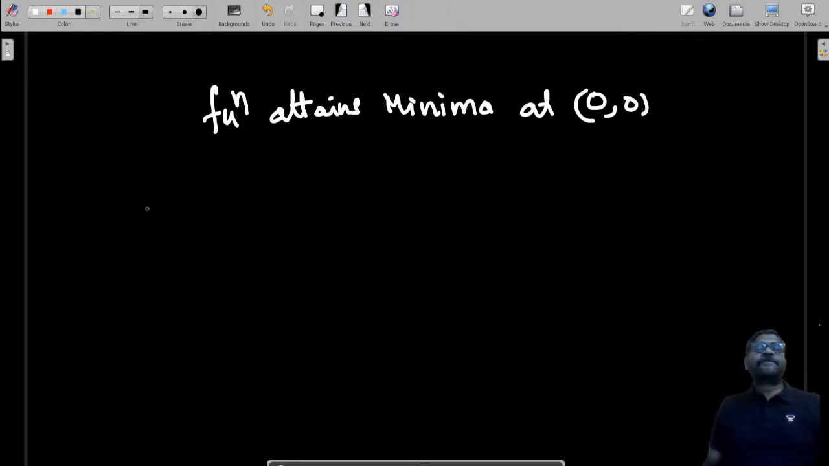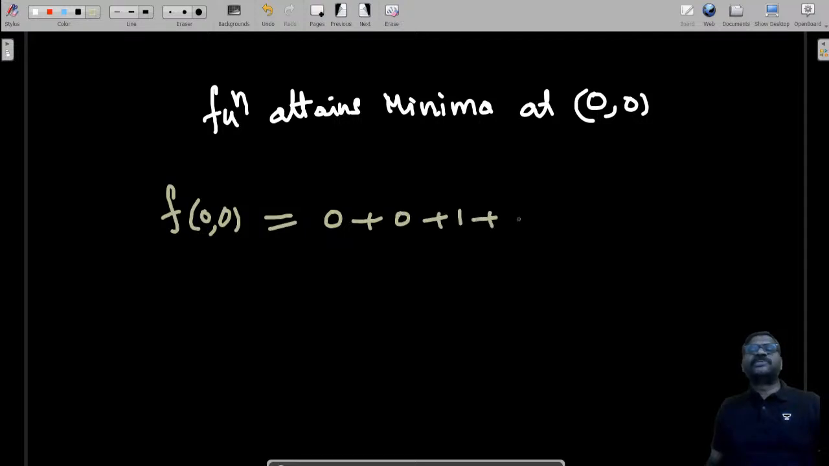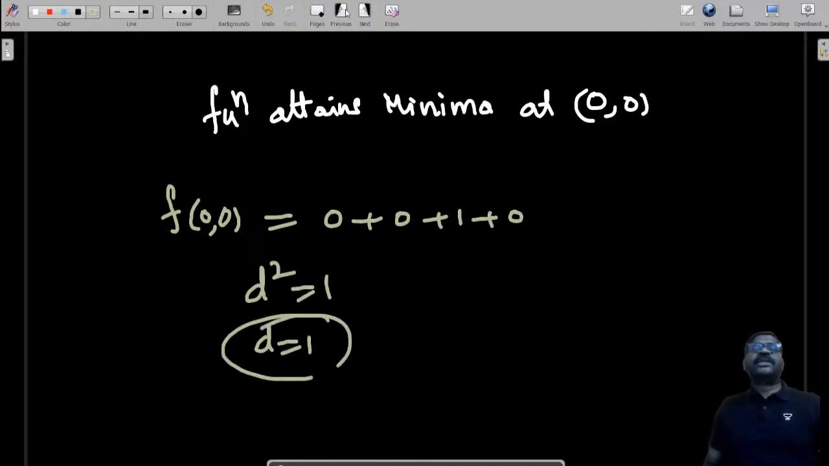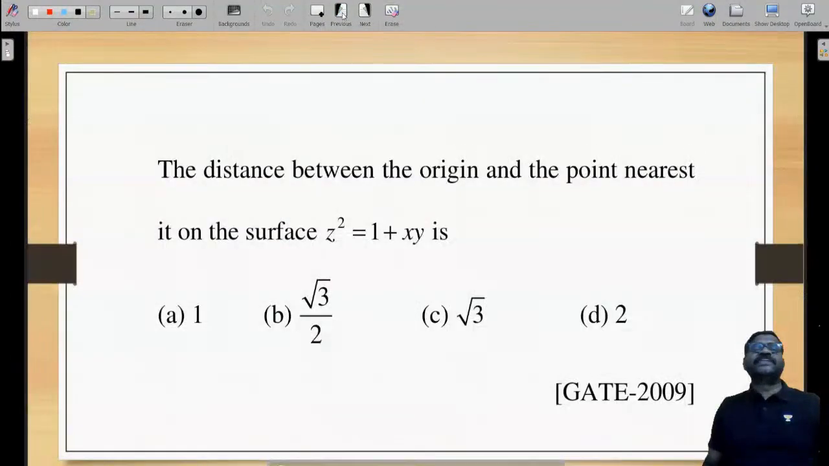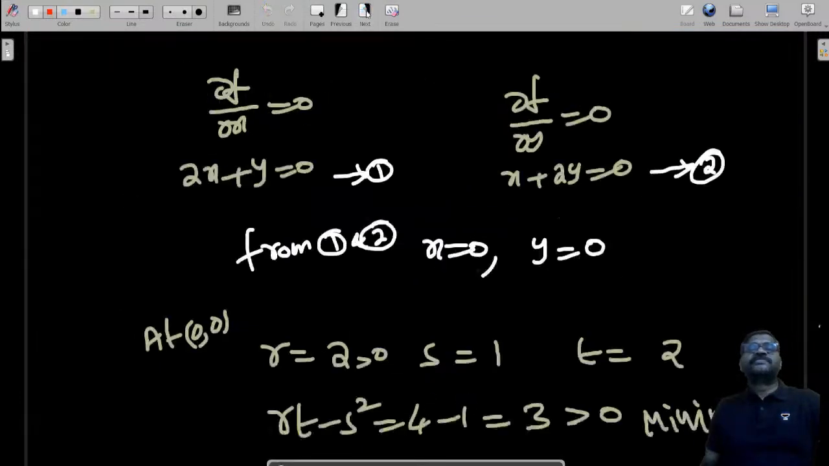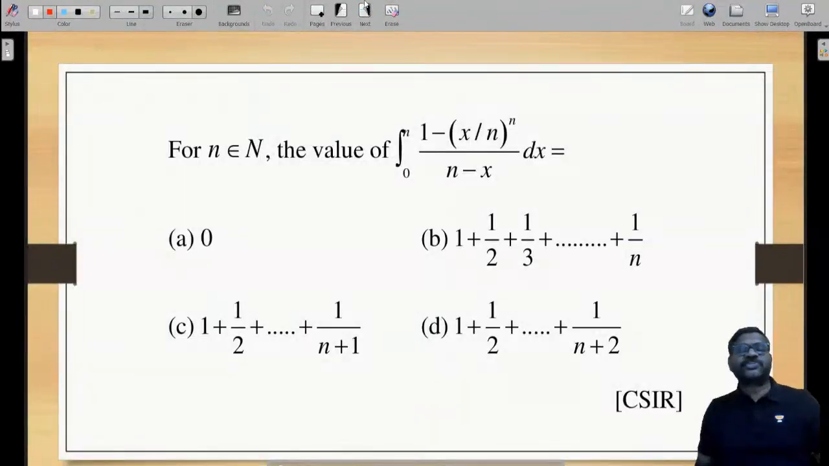Next, the functional value at (0, 0) is x² + y² + 1 + xy, that is 0² + 0² + 1 + 0·0 = 1. Now d² equals 1, therefore d equals 1. Finally, the minimum distance is 1. So the distance between the origin and the nearest point on the surface is 1. Next problem.